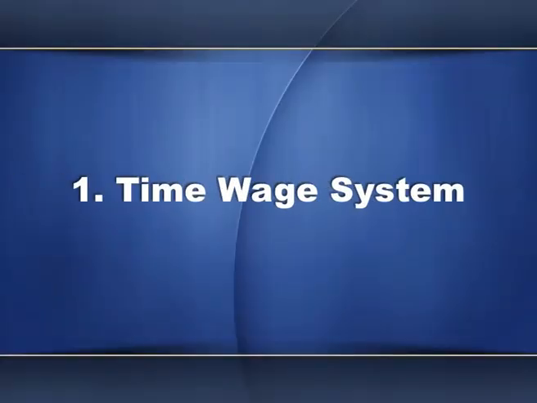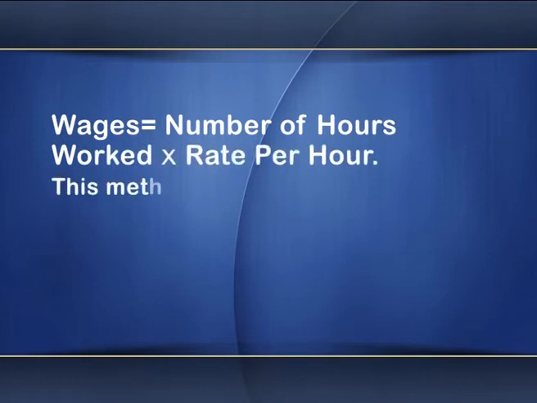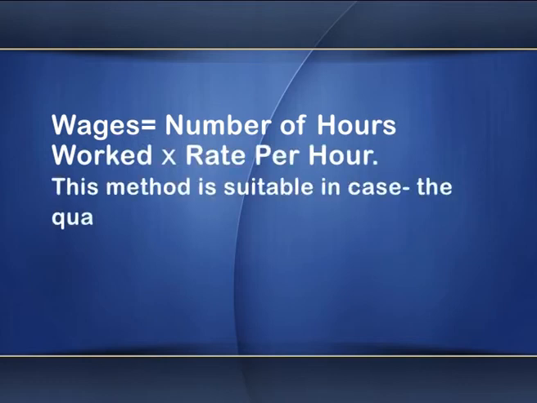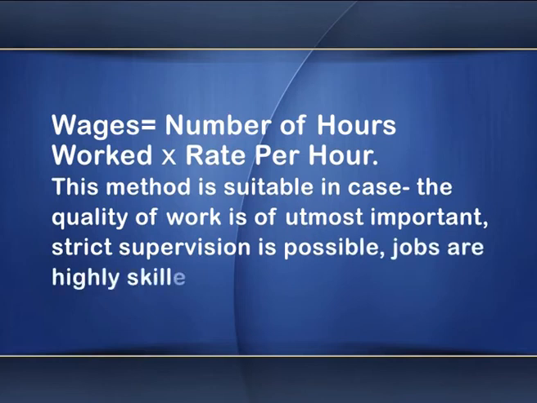There are two methods of wage payment. Number one, time wage system. Time wage system is the oldest and most common method of wage payment. Under this system, workers are paid according to the time for which they have worked. Wages are determined by a certain formula, which is wages is equal to number of hours worked into rate per hour. This method is suitable in case the quality of work is of utmost importance, strict supervision is possible, jobs are highly skilled, and so on.